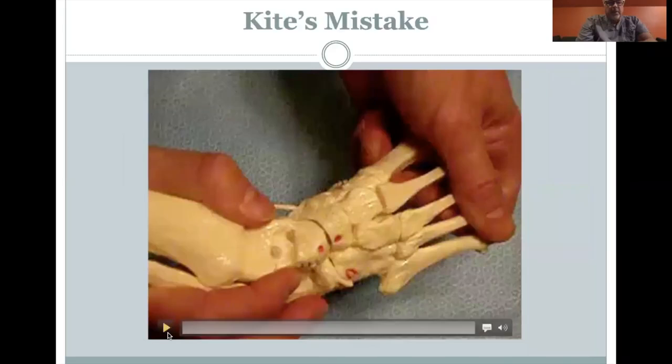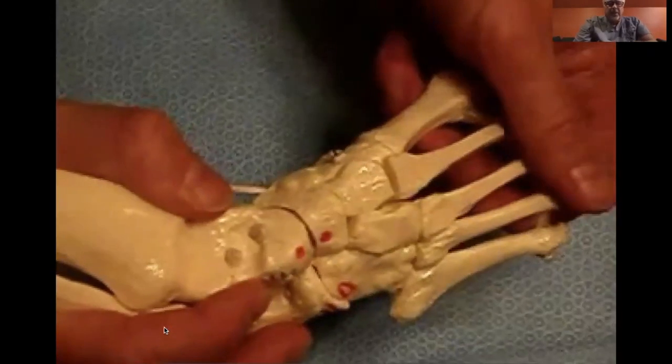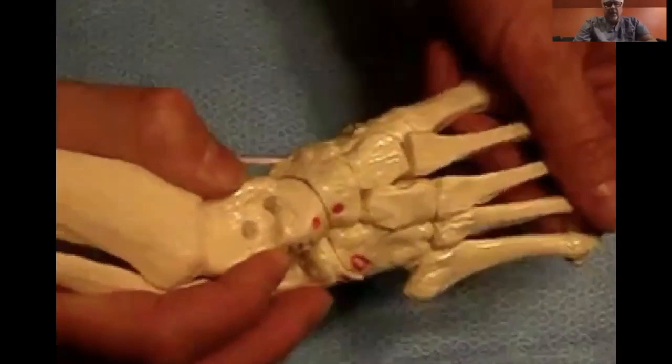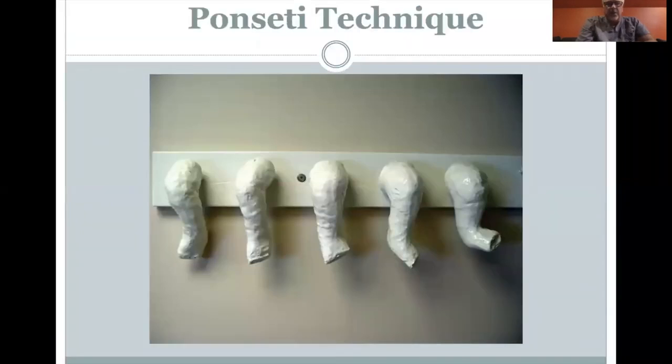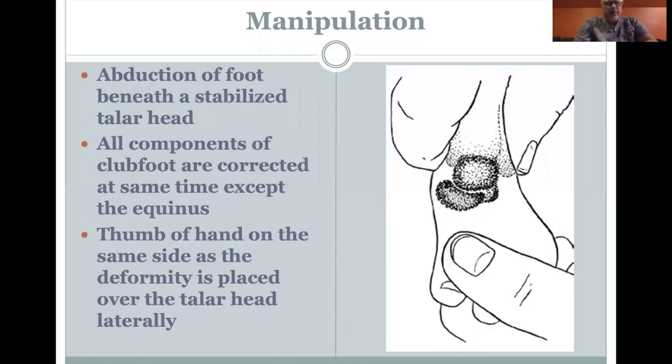Let's go back to Kite's method here. This shows Kite's method again, using the calcaneus as a fulcrum and breaking through Lisfranc's and Chopart's joints. Like I said, the Ponseti method is a series of casts to gradually correct the deformity, where you abduct the foot, which is stabilized beneath the talar head.